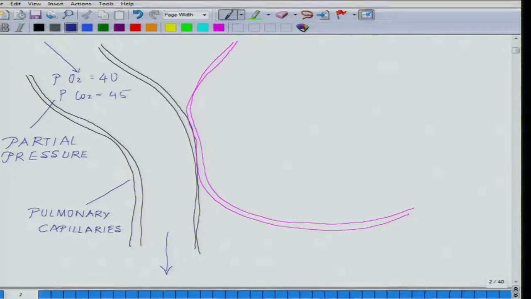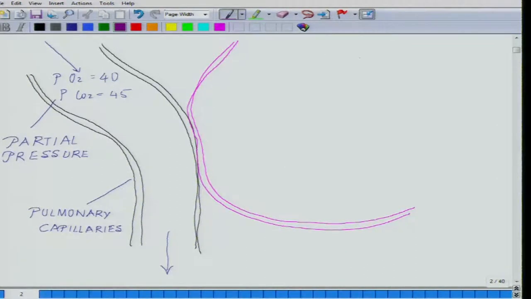Now, within the pulmonary capillaries, here you have the alveolus, and this part which I am highlighting in green is called the respiratory membrane. Now, what is essentially happening on this side, your PO2 is 100, partial pressure of oxygen is 100, and partial pressure of CO2 is 40.